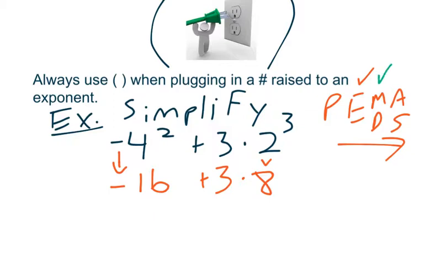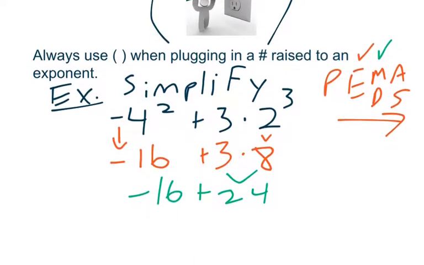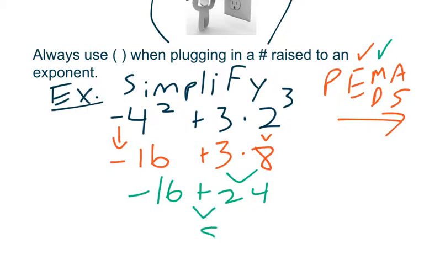And I have 3 times 8, which is 24. I'm going to bring down my sign. Negative 16 plus 24. And then the bigger number is positive, so I'm going to subtract these. 24 minus 16 is 8. Bigger number is positive, so it's positive 8.